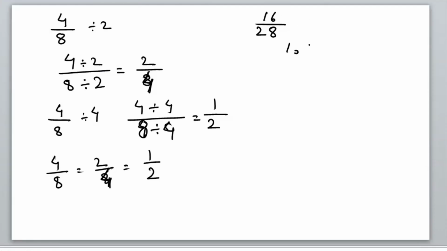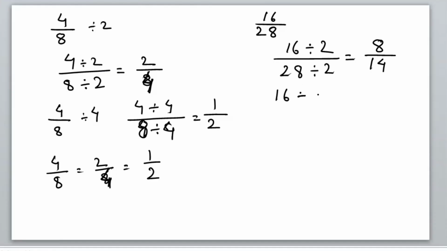So 16 will be divided by 2. Then 28 will also be divided with 2. What we will get? 8 on 14. Now we will divide 16 with 4. Then 28 will also be divided with 4. Then it will be 4 by 7.